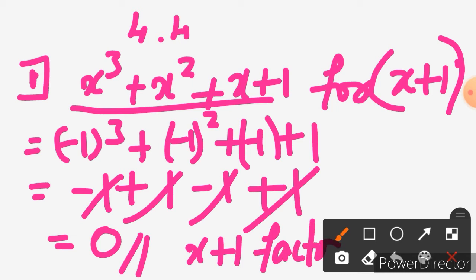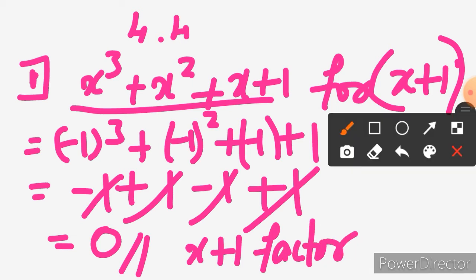x plus 1 is the factor of the above polynomial. All we have done is we found the zero of the factor x plus 1, and then we found the x value. After that we substituted it wherever x is present in this polynomial. Later on all the terms get cancelled, and we got 0 as the remainder, which means x plus 1 is a factor.